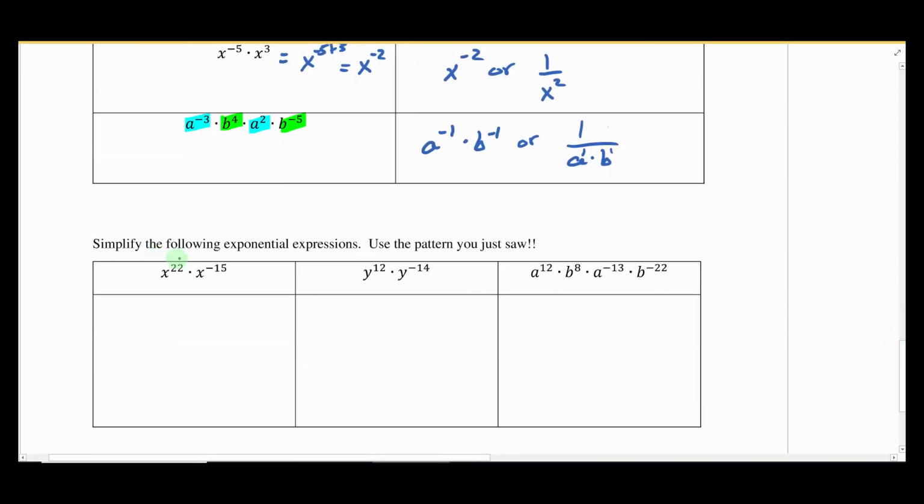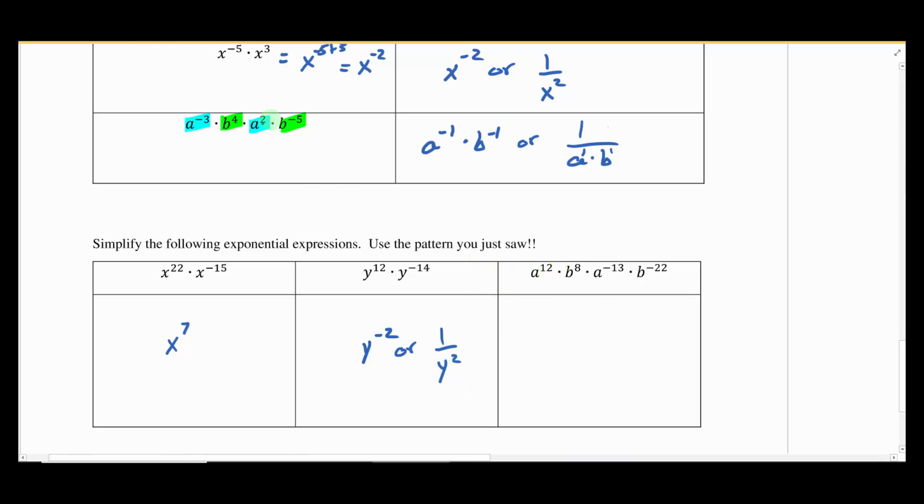Those exponent rules really come in handy for the big ones. If I do 22 plus negative 15, that's going to be a positive 7, so we just get x to the positive 7 here. No flip required because our exponent turned out to be positive. We'll do the y's here. Y's, same base. 12 plus negative 14 is negative 2, so we get y to the negative second power, or we can say 1 over y squared.